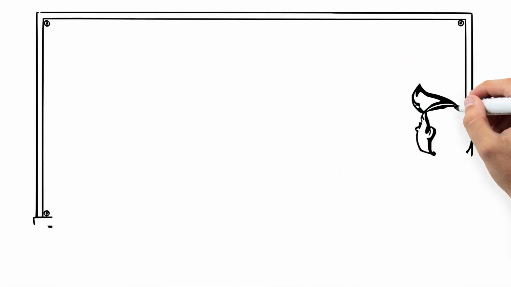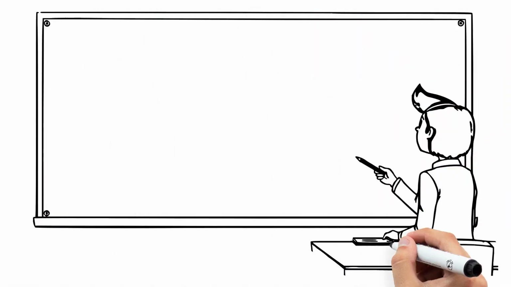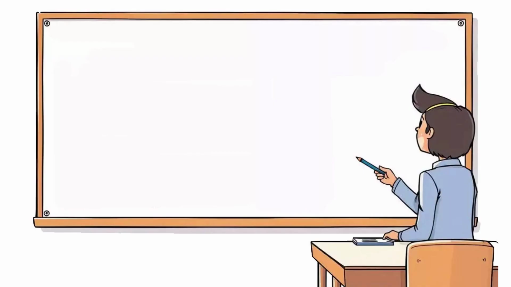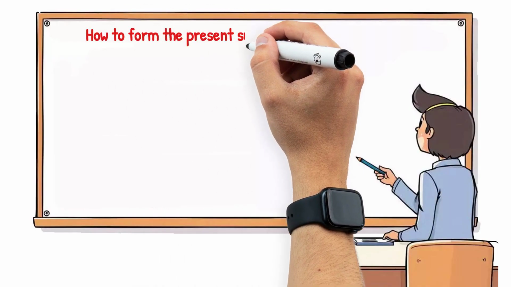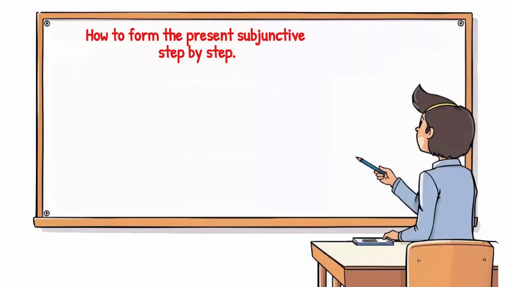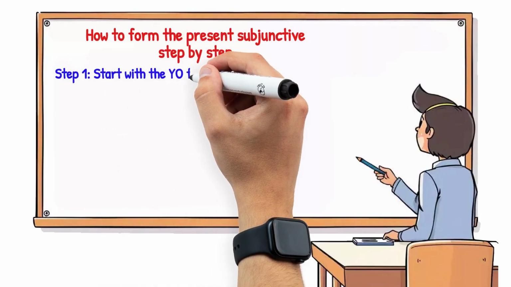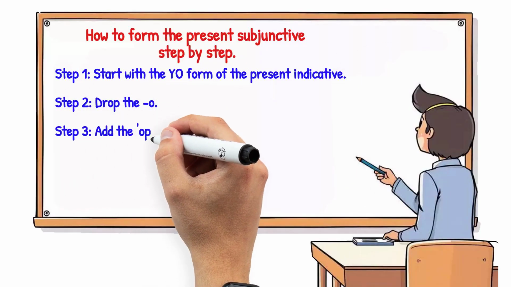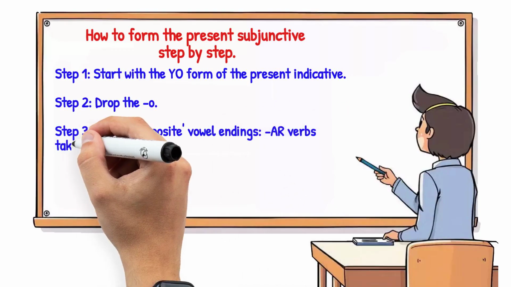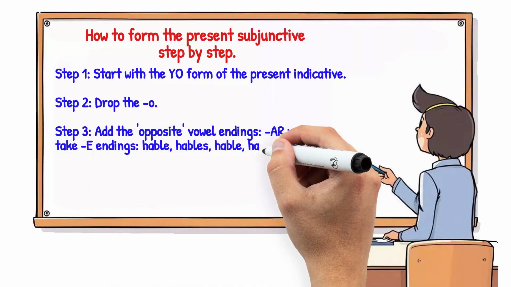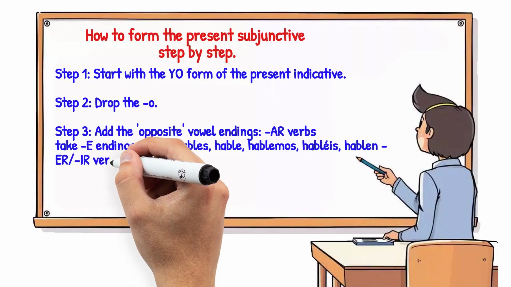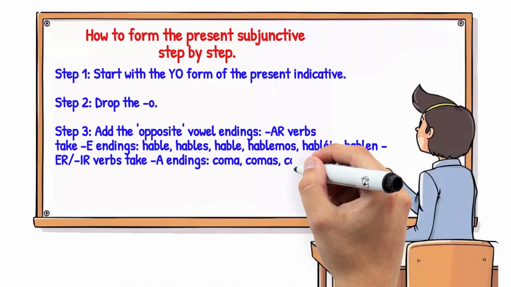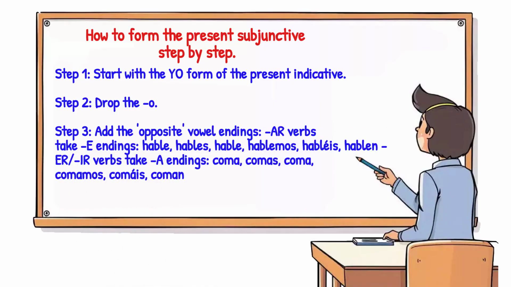Whiteboard: formación del subjuntivo presente. How to form the present subjunctive. Step 1: Start with the yo form of the present indicative. Step 2: Drop the o. Step 3: Add the opposite vowel endings. AR verbs take E endings: hable, hables, hable, hablemos, habléis, hablen. ER and IR verbs take A endings: coma, comas, coma, comamos, comáis, coman.